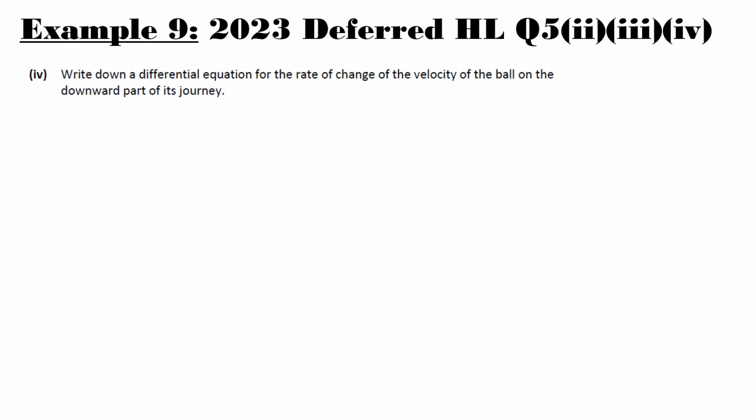So part 4, write down a differential equation for the rate of change of the velocity of the ball on the downward part of its journey. So the first thing we're going to do is we're going to look at the force involved. So here is the ball and we have, of course, weight working down, which is mass times gravity. Bear in mind what direction we're moving. So this is on the downwards part of its journey. So our acceleration is down this way, which means that any air resistance is going to be coming back this way.